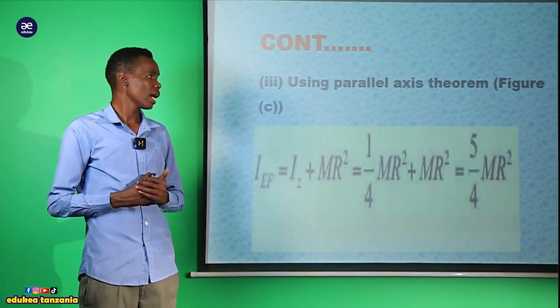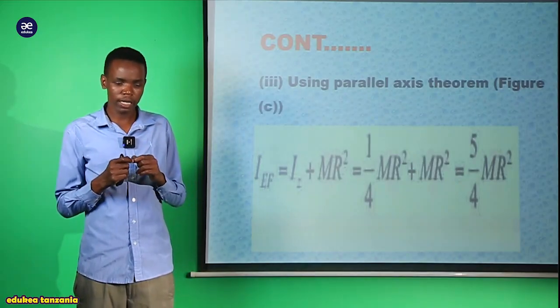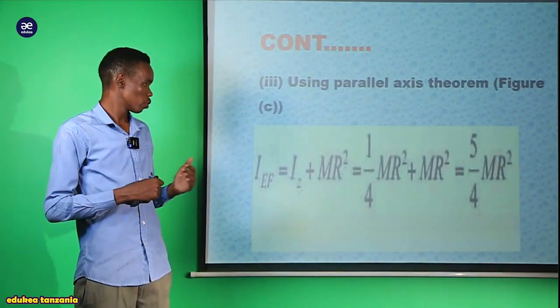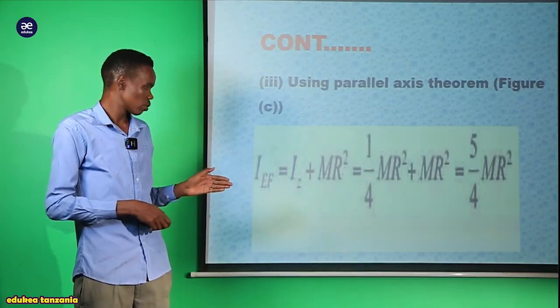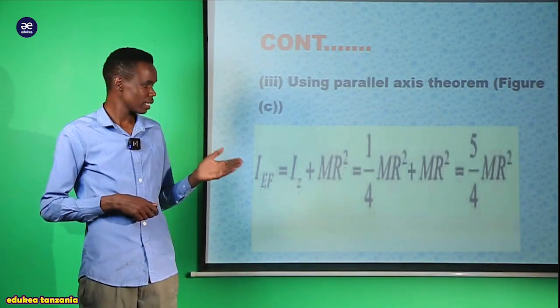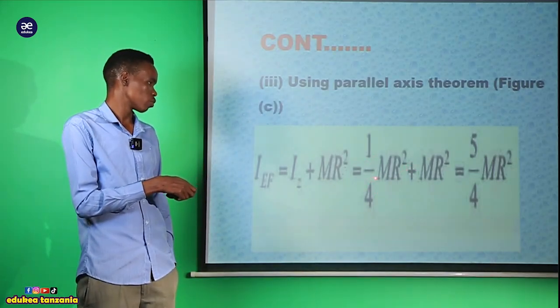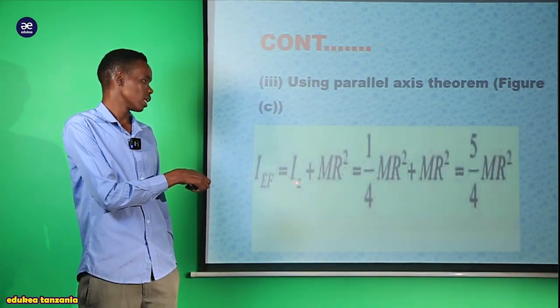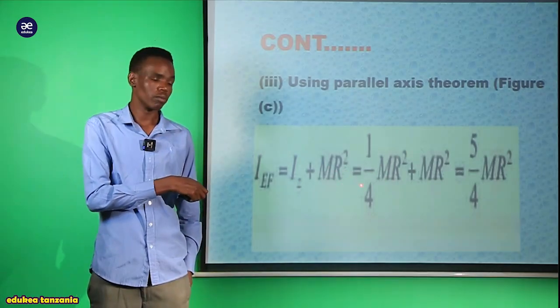Now for figure 3, by considering the parallel axis theorem, we could say that the moment of inertia through EF must be equal to IZ, then we add M r squared. But IZ here is represented by 1 over 4 M r squared, while the other term is equal to M r squared.